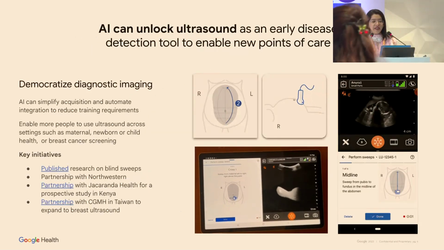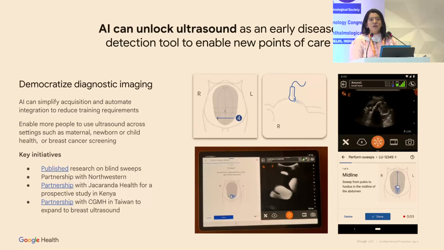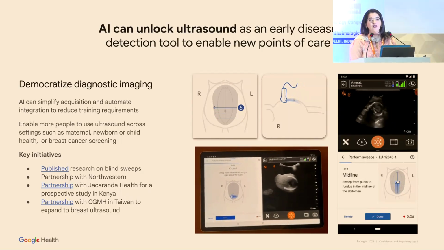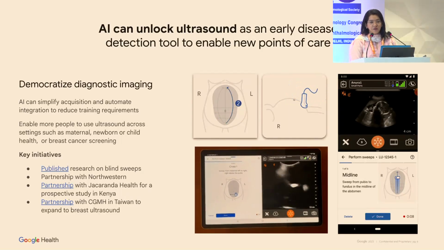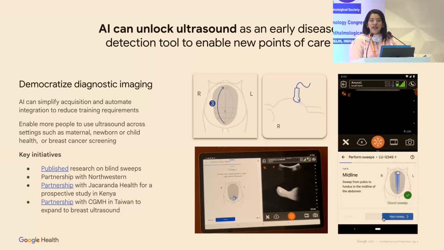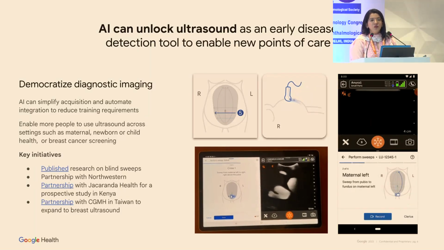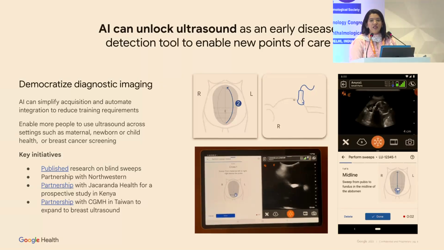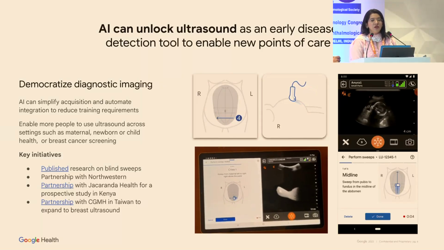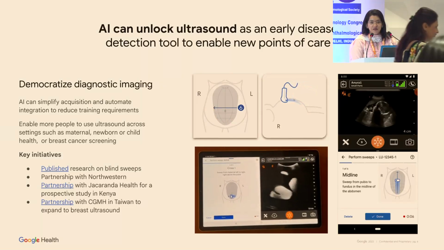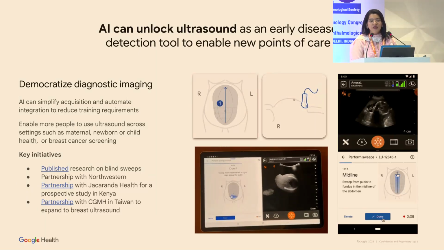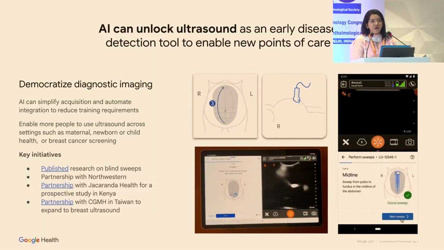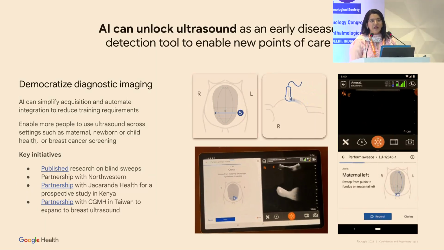One of our AI tools uses blind sweep ultrasound to triage high-risk pregnancy. A tool like this today is of immense value in under-resourced settings, in places where very few trained physicians are available. We've been able to deploy this across Africa, and hopefully we should be able to scale this across other LMIC countries as well.